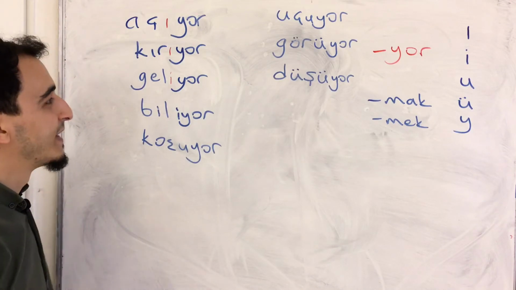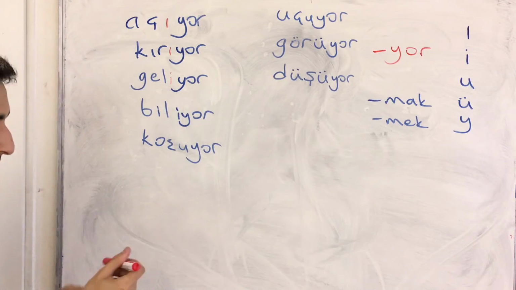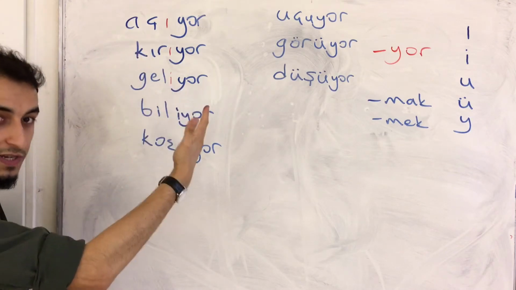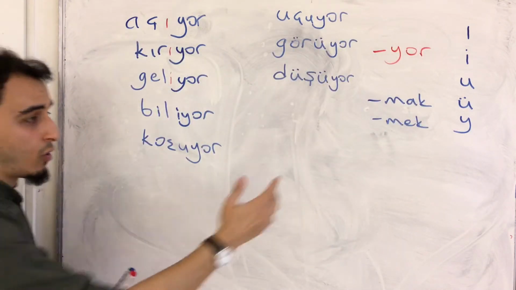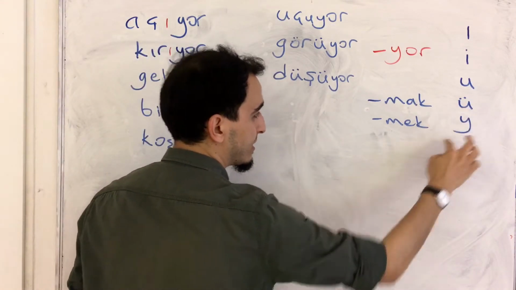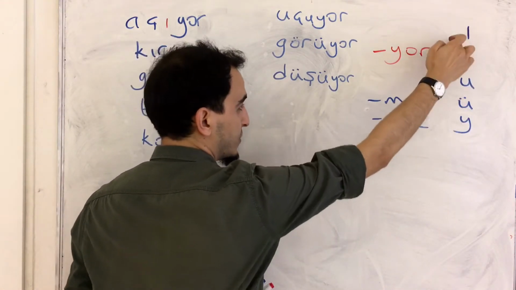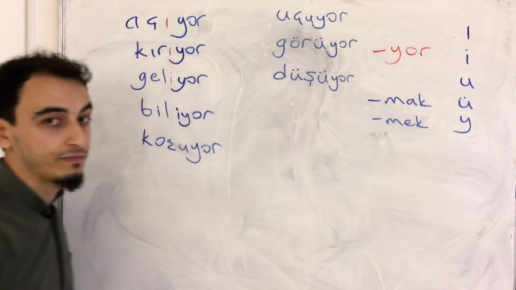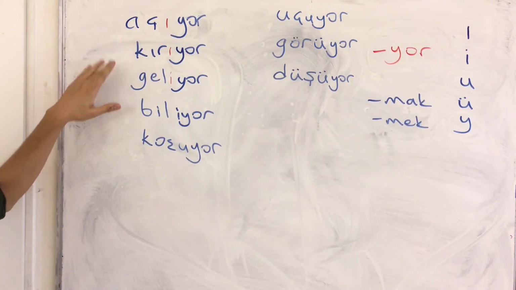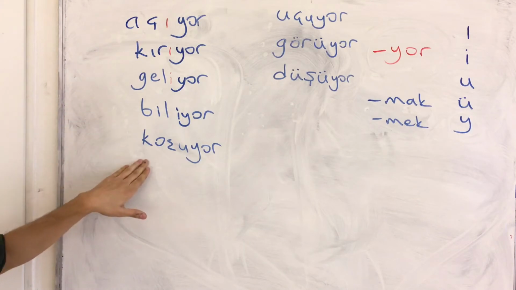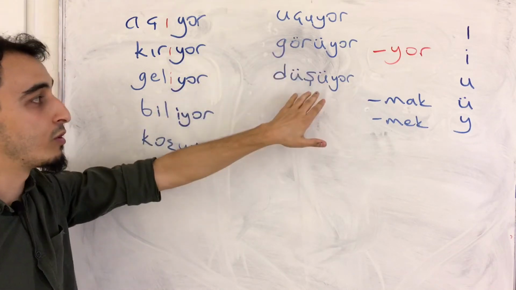Düşüyor. So basically, if they end in consonant, we add these helper sounds. In this context, we will need ı, i, u, ü for yor. So let's repeat them. Açıyor, kırıyor, geliyor, biliyor, koşuyor, uçuyor, görüyor, düşüyor.